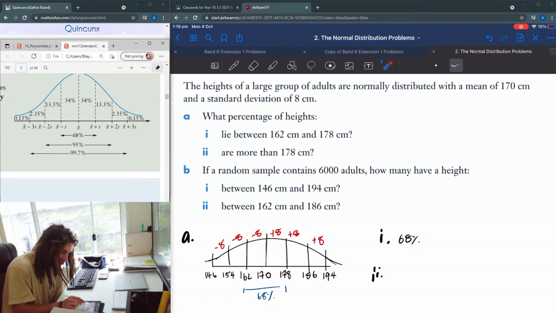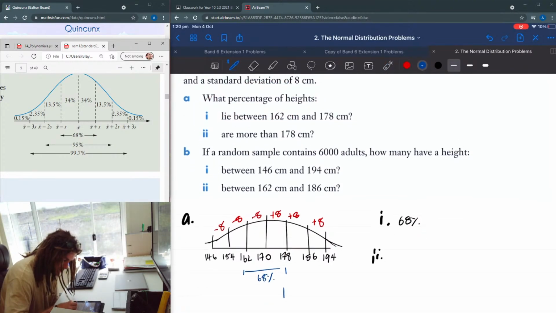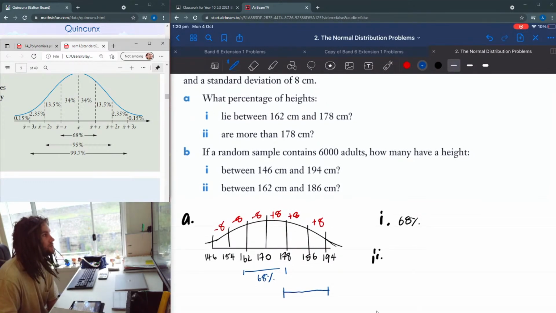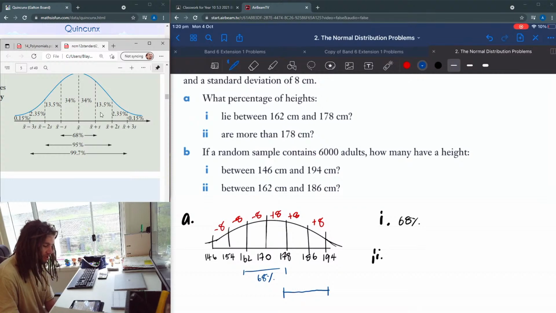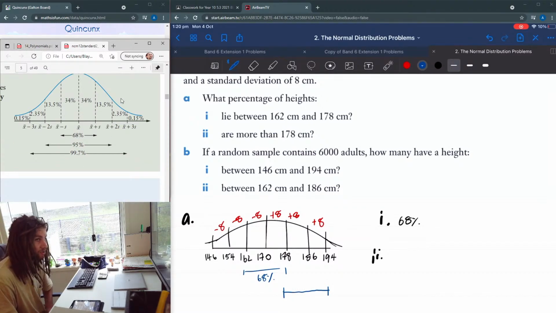Okay. What percentage of heights are more than 178 centimeters? So that's asking what is this? So what percentage is that? And it's really easy when you have this picture, but it can be kind of hard to work it out sometimes. But if you've got this picture, it helps. So normally at the start of an exam, knowing that you're going to have normal distribution questions, you probably just quickly draw this.